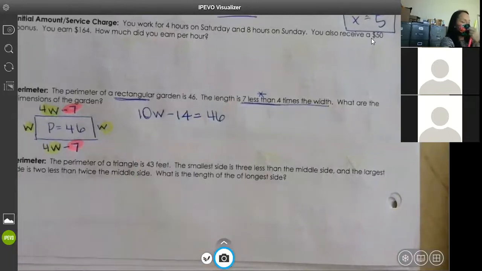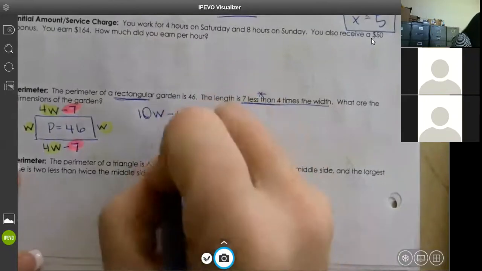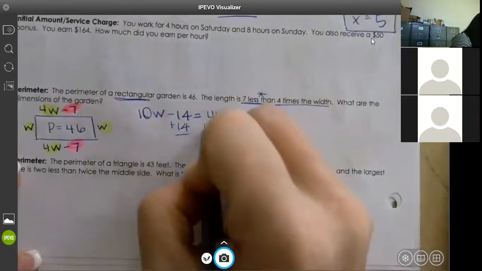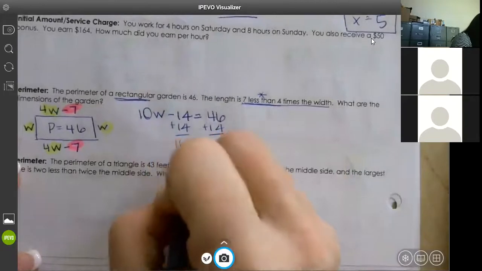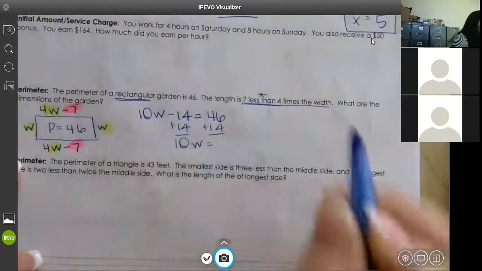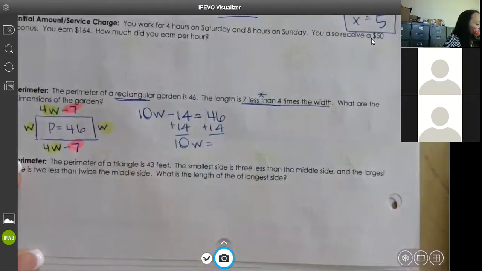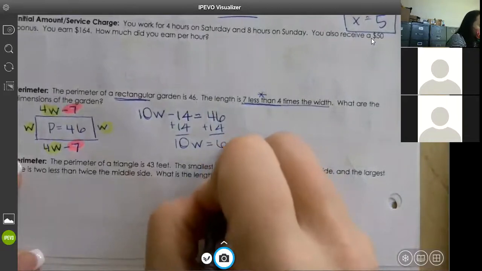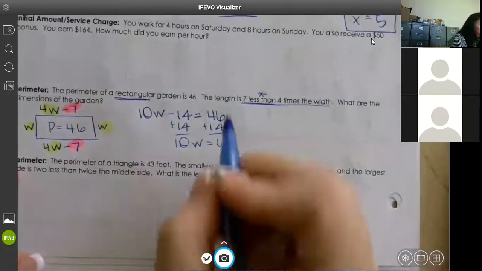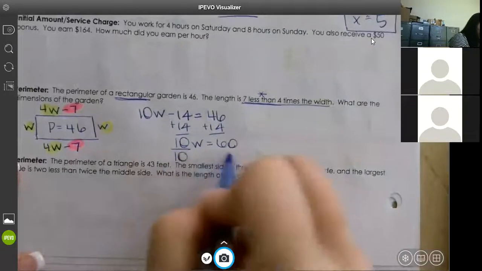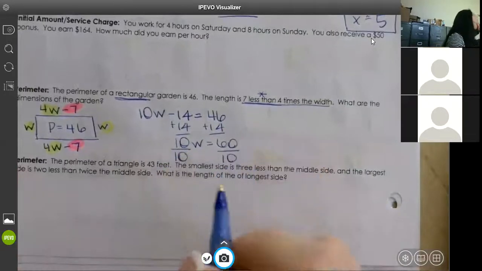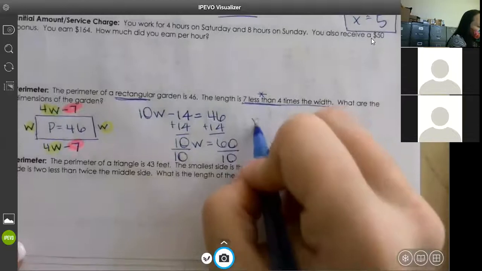How do I solve for W? What's on the same side but not with it? 14. Add that 14. I get 10W equals 46 plus 14, which is 60. How do I solve? Divide by 10 and you get 6.